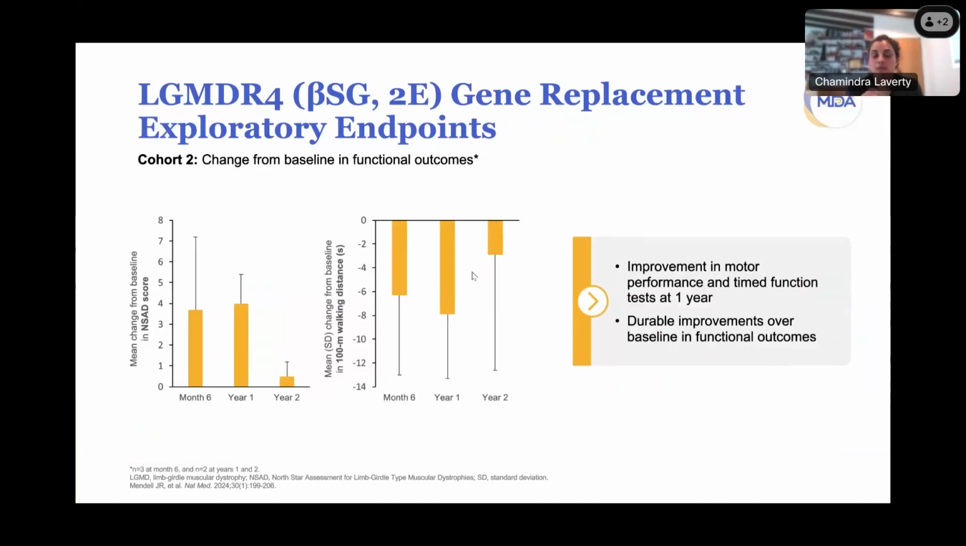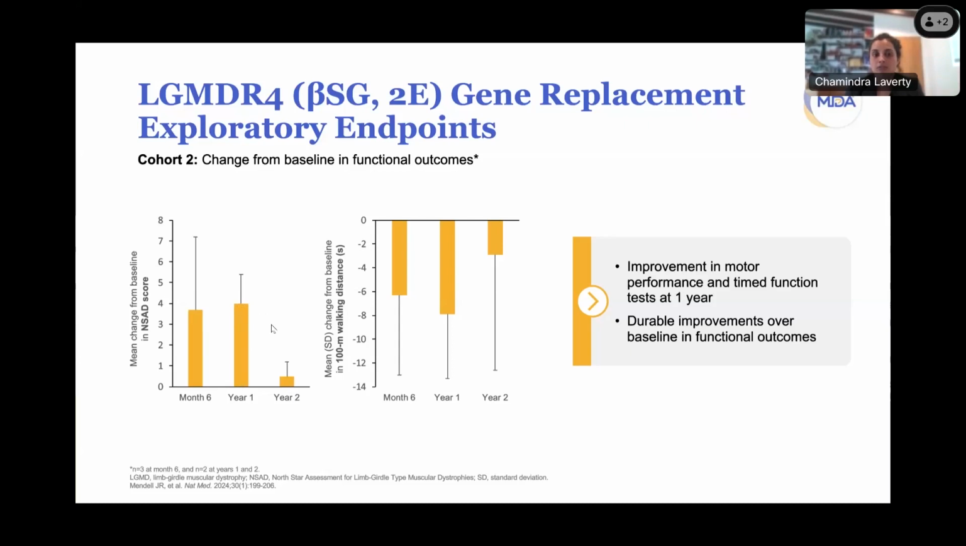And finally, what did this mean for the patient? They measured something called the NSAD, which is the North Star assessment in limb-girdle muscular dystrophy. And at 6 months post gene therapy, the change from NSAD was about a 3.5 point change. That is great because they normally decline at 2 points every year. And at 1 year, it's about a 4 point change.